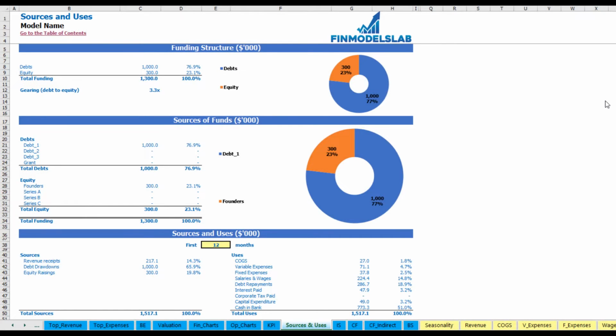On the Sources and Uses tab, you may see the main sources of cash and main uses of this cash. On the top you may see the funding structure, which is broken down by debts and equity amounts. And on the charts you may see the actual breakdown. Also you may see the gearing or debt to equity ratio here.